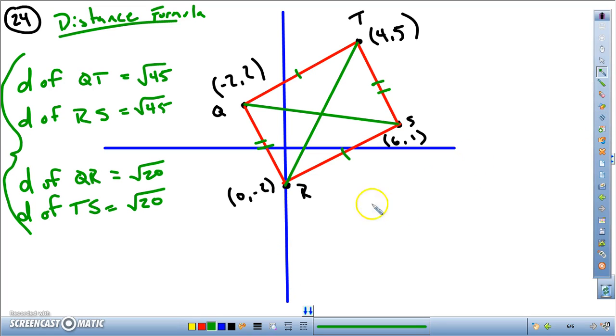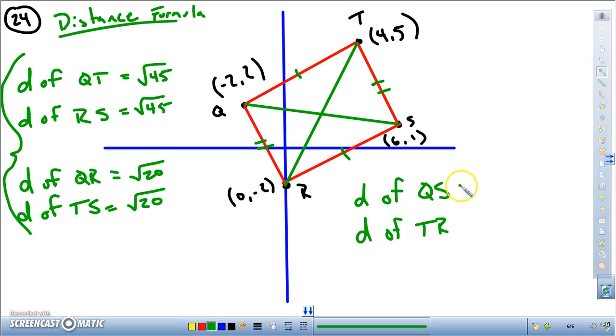So now I'm comparing the distance of QS to the distance of TR. And if I know that those two distances are congruent, then I can say that my parallelogram here is in fact a rectangle. So the distance of QS ends up being root 65, and then the distance of TR also ends up being root 65. So first I prove that it's a parallelogram by proving the opposite sides congruent, and then once I know that it's a parallelogram, I prove that it's a rectangle by showing that the diagonals are congruent as well.